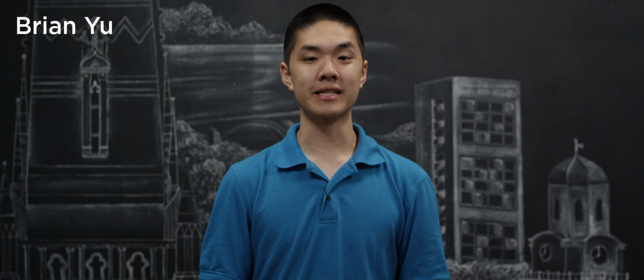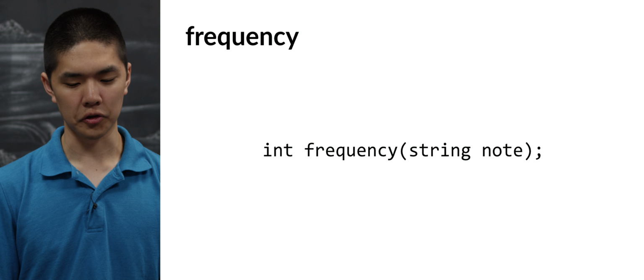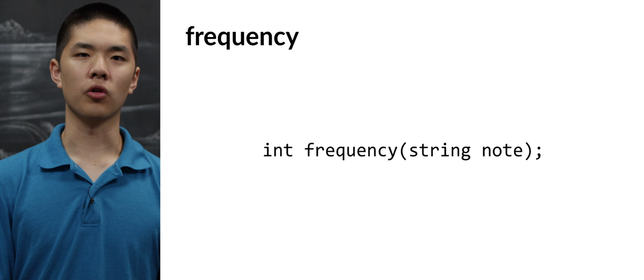Finally, let's take a look at frequency. Frequency is going to be a function that you'll implement in helpers.c that takes as input a string, which we'll call note, and outputs an integer. So what is that note going to look like?